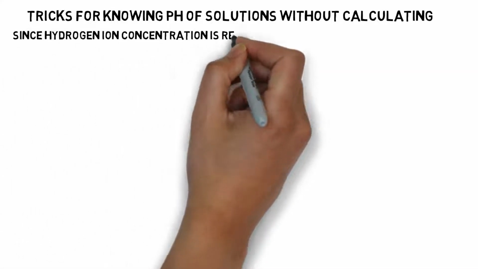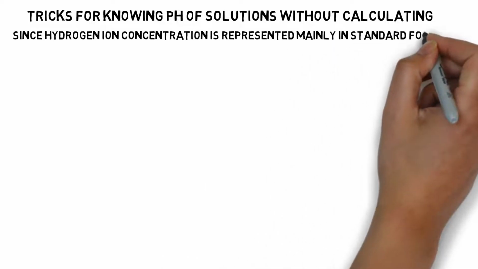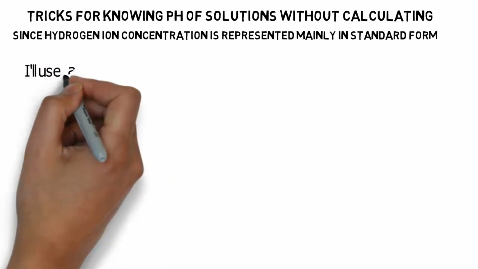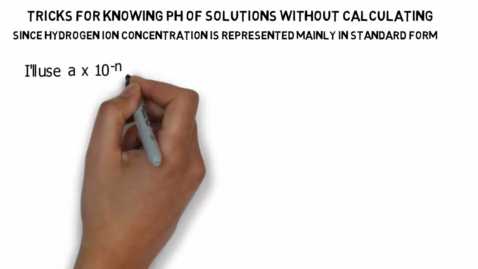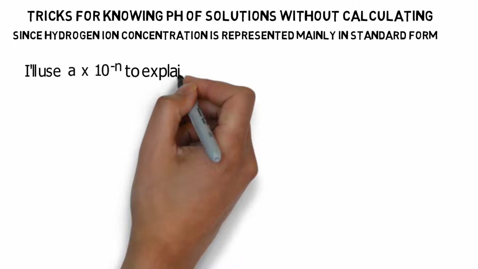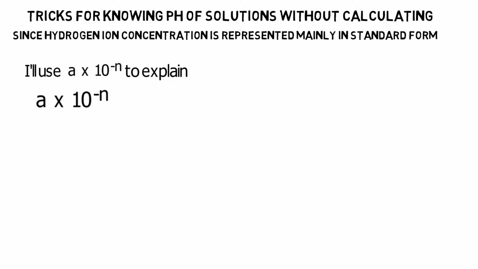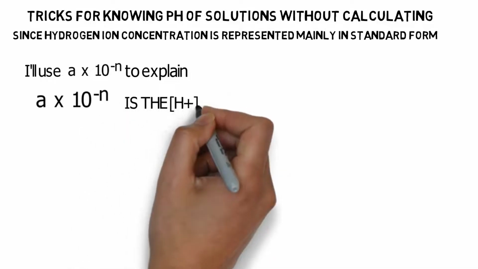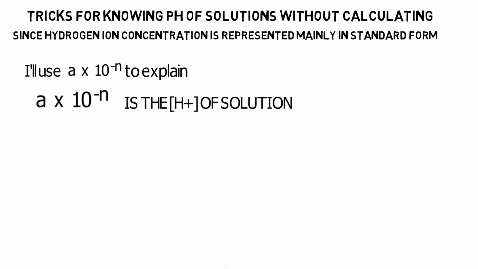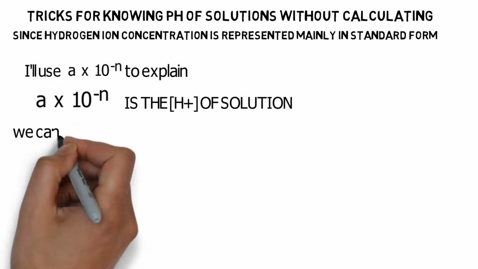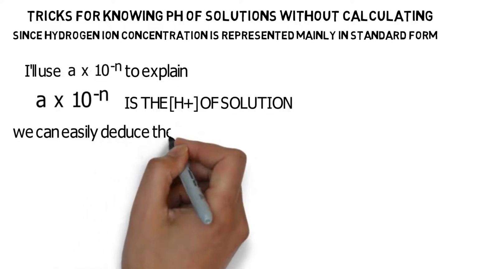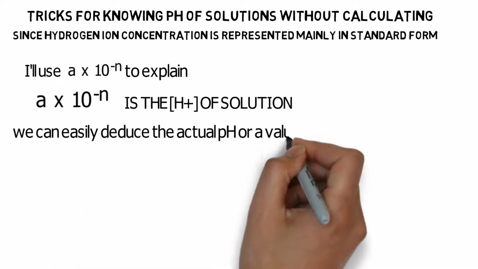Since hydrogen ion concentration is represented mainly in standard form, I'm going to simply use an expression A times 10 raised to the power minus n to explain. This simply means that A times 10 raised to the power minus n is the hydrogen ion concentration of the solution. Hydrogen ion concentration should be represented in standard form under normal circumstances. If so, we can easily deduce the actual pH or a value near it.